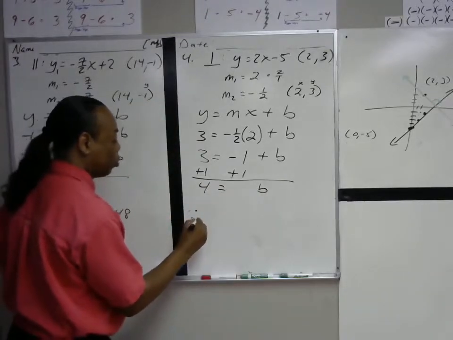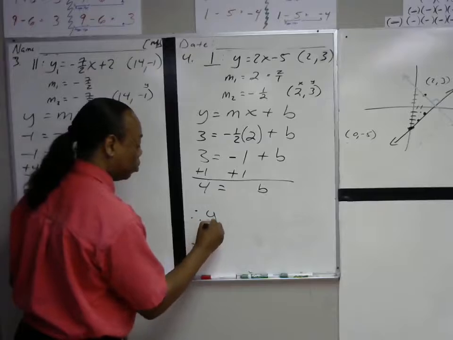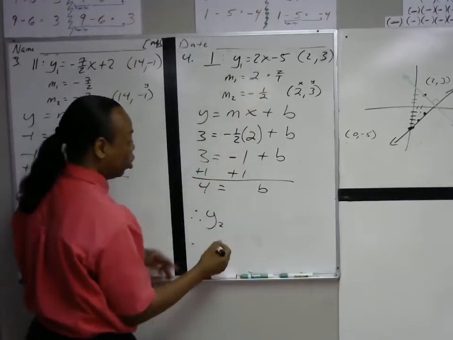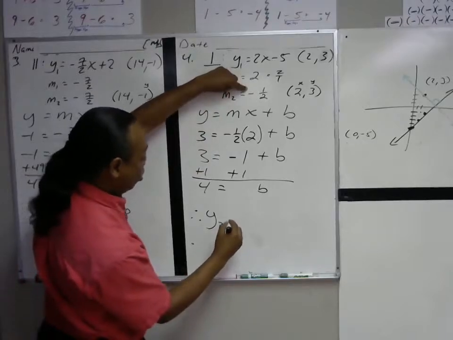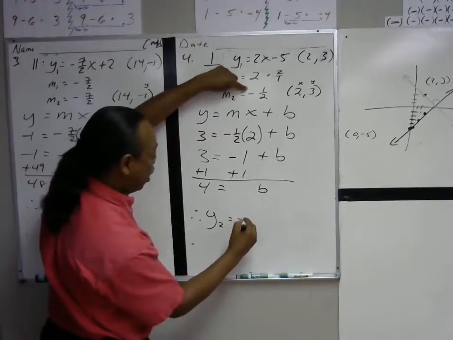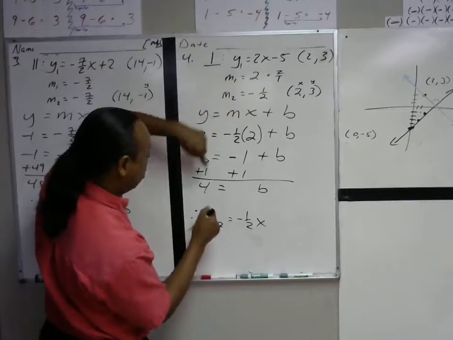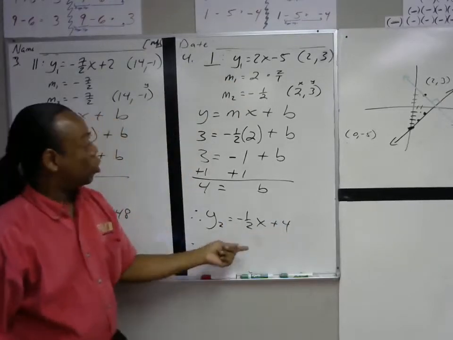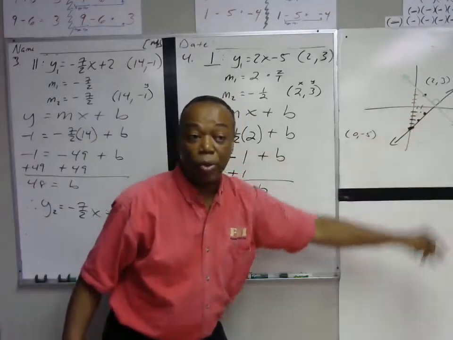Therefore, my conclusion is my second equation, I'll put a 2 here, second equation, this of course is my first equation, will be y equals negative 1/2 x plus 4. And this right here is the equation of that green line over here that we created.